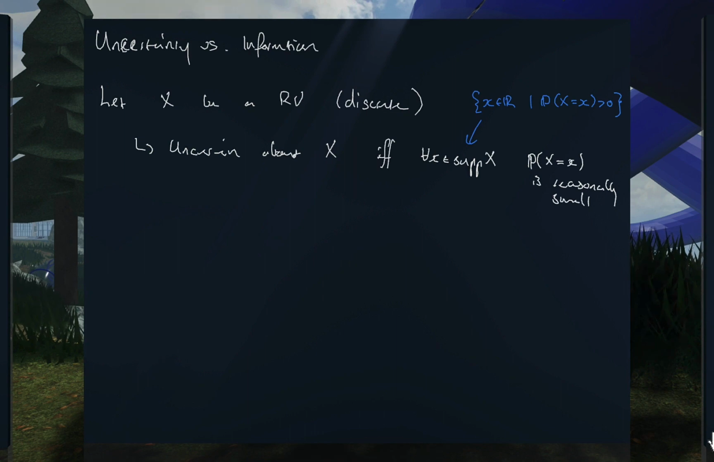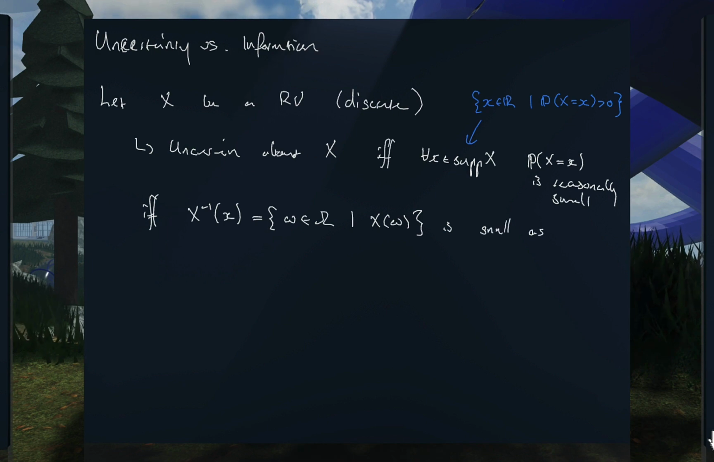Now, what this exactly means is that the region, so this is just translating the previous sentence, that this region here, the subset of our outcome space in our probability space, which maps to x, is small as measured by P, right? This is just translating the definitions.